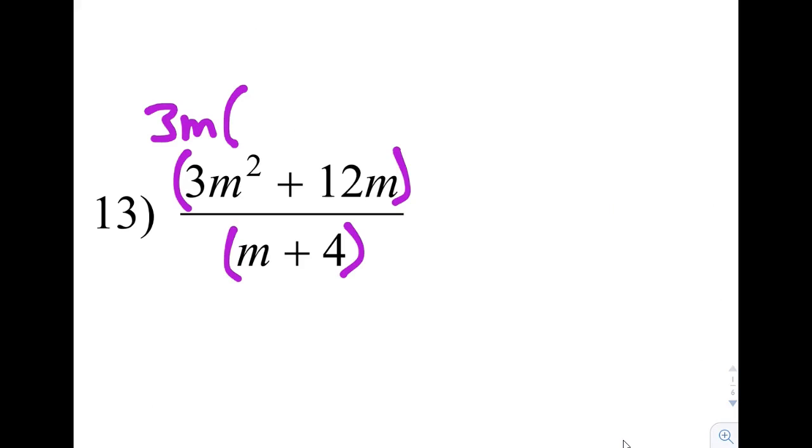And when we take that out, 3m squared divided by 3m. 3 divided by 3 is just a 1. m squared divided by m is just an m. And then we have our plus sign. And then 12 divided by 3 is a 4. m divided by m is 1, so that goes away. And we're left with this on top. This has been replaced by this.